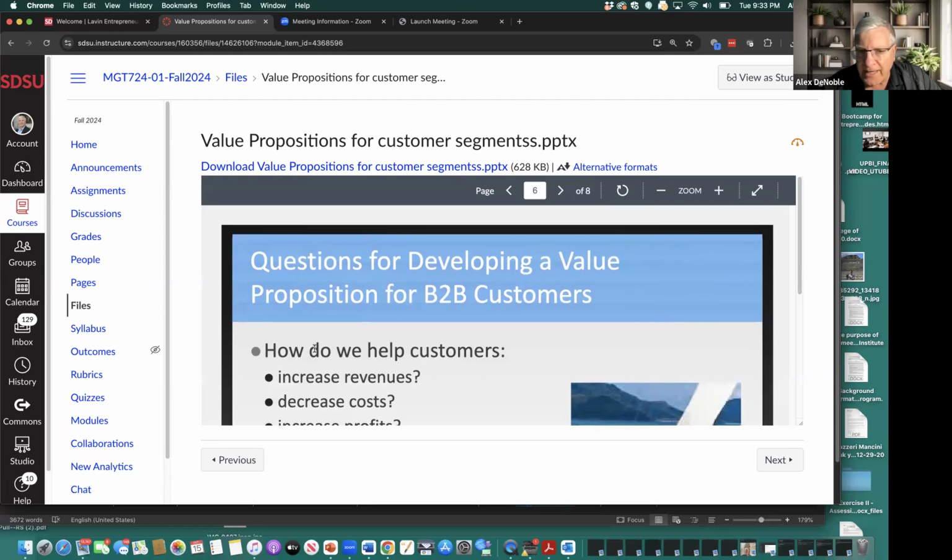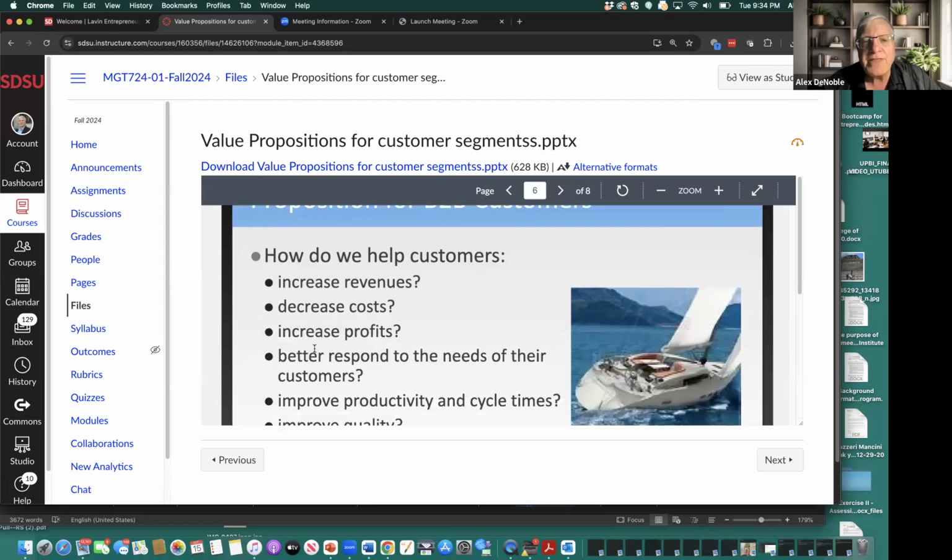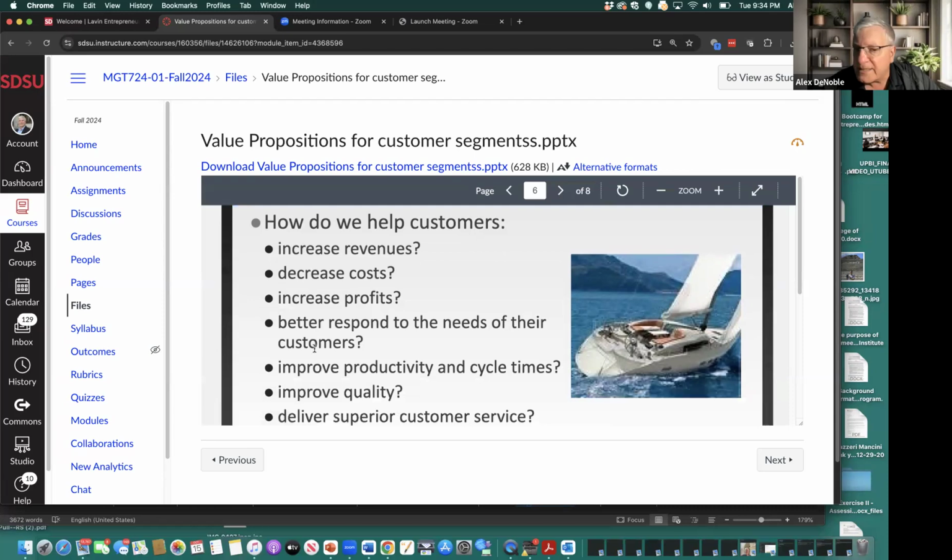If your business model is to focus on B2B customers, you're selling to other businesses, ask yourself these questions. How do we help our customers increase their revenues? Or can our products and services help our customers decrease their costs? If you could increase their revenues or decrease their costs by using your product or service, it will result in happy customers because they'll have increased profits.